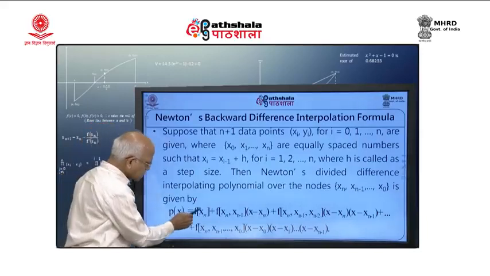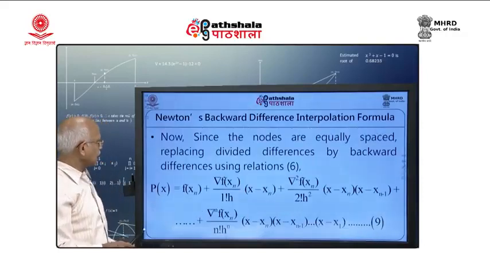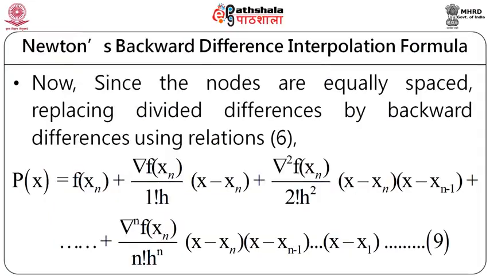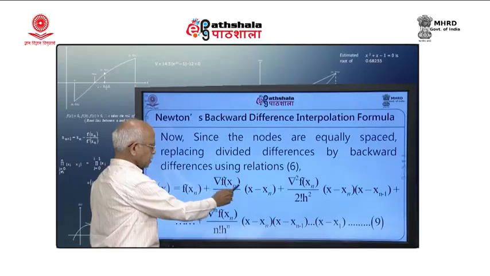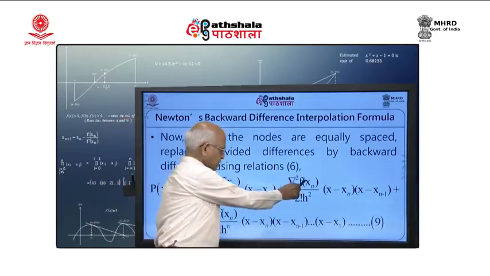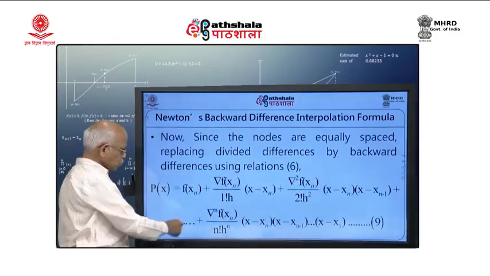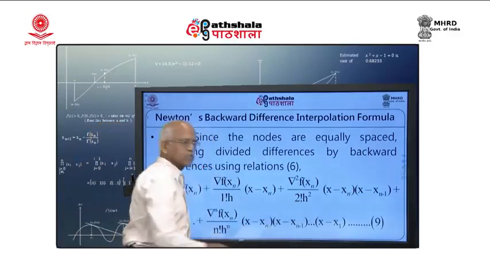And now I will replace these divided differences in terms of backward differences, and that is readily available, you know that. So now, since the nodes are equally spaced, replacing divided differences by backward differences using relation 6, we will get p x equal to f x n plus del f x n upon 1 factorial into h into x minus x n, plus del square f x n upon 2 factorial into h square into x minus x n into x minus x n minus 1, plus so on, del raised to n f x n upon n factorial into h raised to n into x minus x n into x minus x n minus 1 up to x minus x 1.